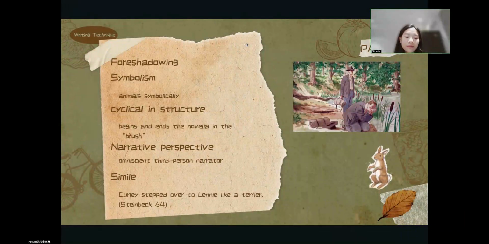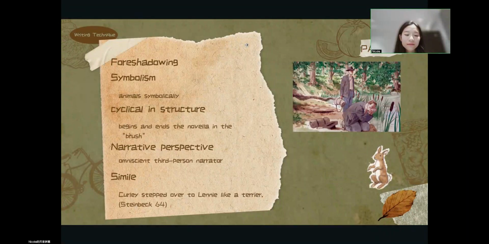And the second one is symbolism. Steinbeck uses animal symbolism throughout the book. Rabbits signify Lennie's dreams, while Candy's dog equals the fate of those deemed unproductive in society. And the novel can be considered cyclical in structure, since the story begins and ends in the same place, the brush, and George kills Lennie in the same place where they earlier spoke of their hopeful dreams. So Steinbeck illustrates the challenging circumstances and a sense of hopelessness of migrant workers during the Great Depression.